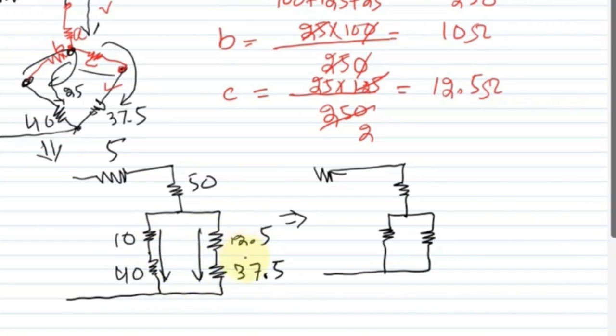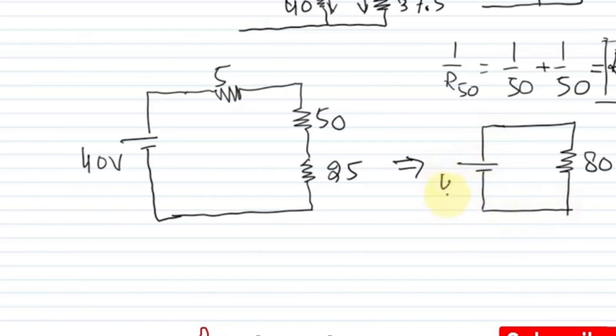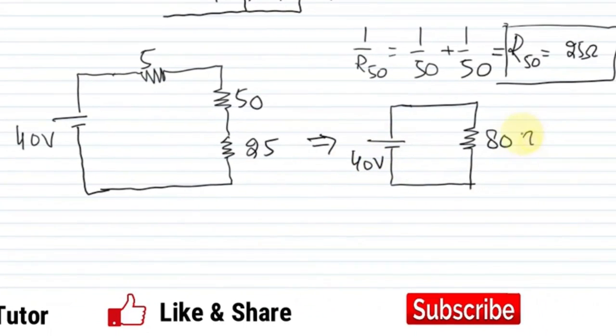In series we know that to find the equivalent resistance, the individual resistances are added. So here it will become 50 ohm, it again becomes 50 ohm, this is now 50, and this is 5 ohm. Let me go down and solve it here. With 40 volts, this is now our equivalent circuit, where 80 ohm is our equivalent resistance.